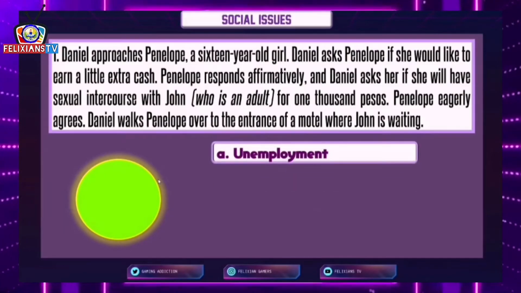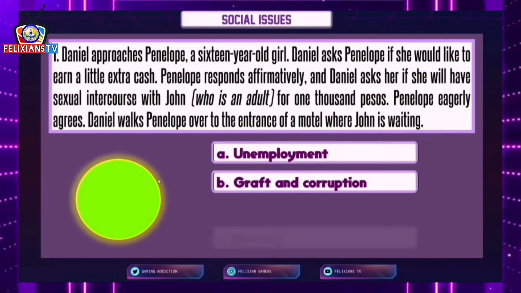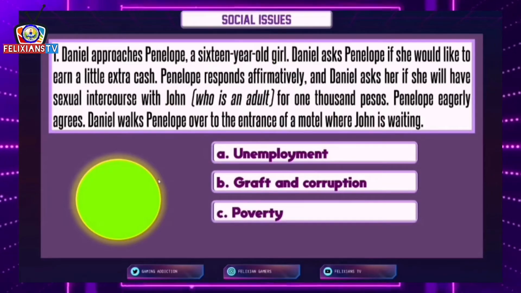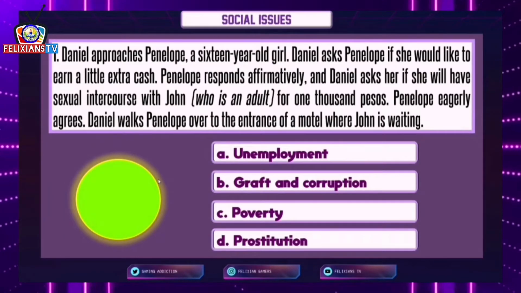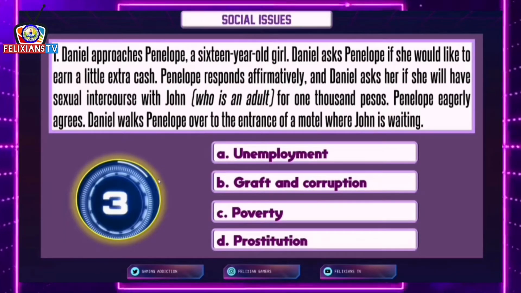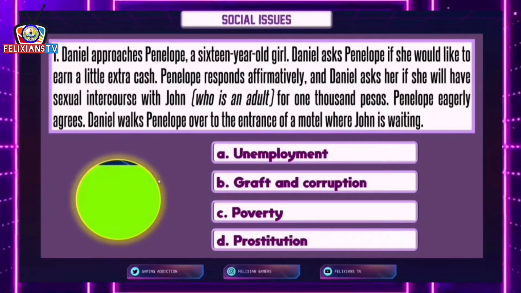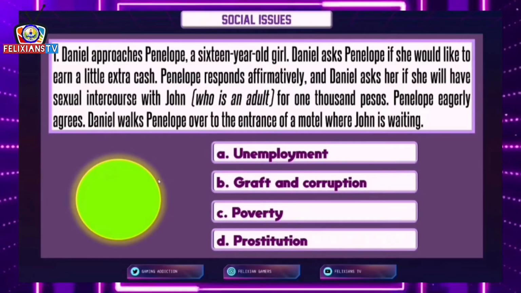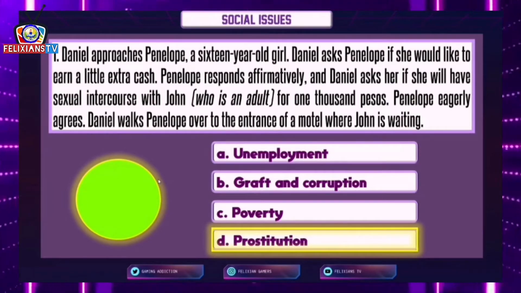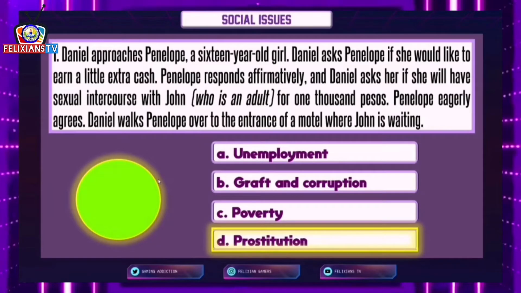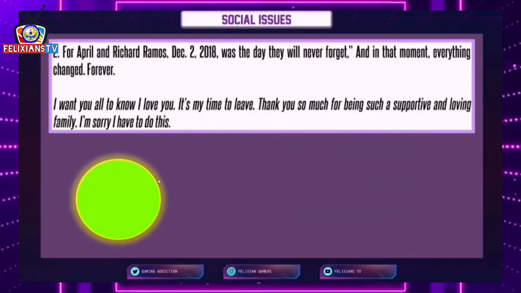A. Unemployment. B. Graft and corruption. C. Poverty. D. Prostitution. And the correct answer is letter D. Very good. Moving on to number 2.